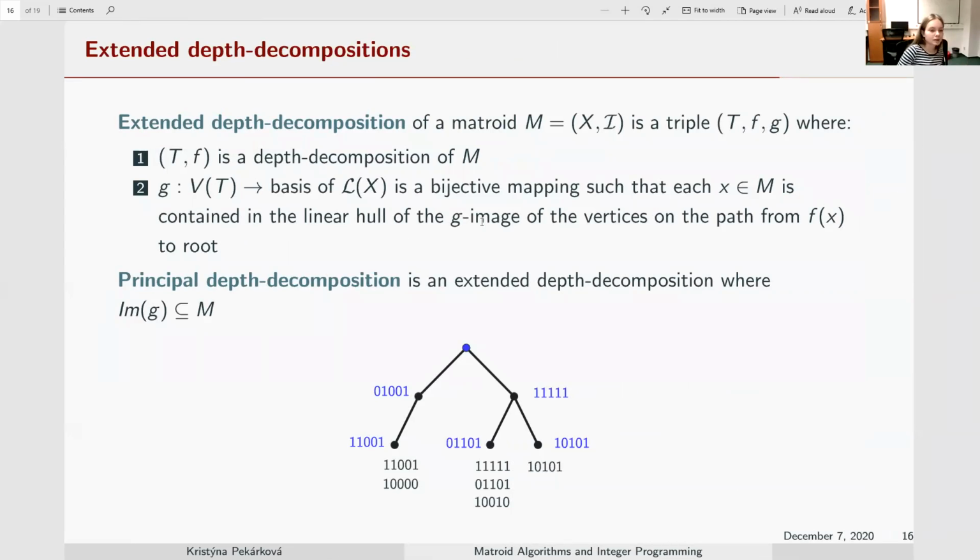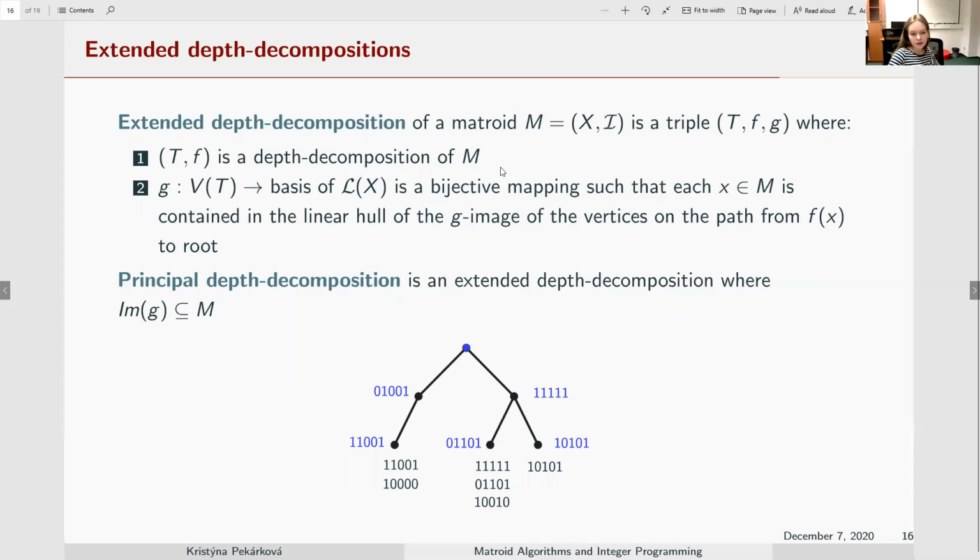So to describe the algorithm, I first need to introduce a few tools that we needed to design the algorithm. First, I need something called an extended decomposition of a matroid. Formally, this is a triple T, F, and G, where T and F are a decomposition of a matroid as I introduced it before, so it satisfies all the conditions, and it's enhanced by a mapping G. This mapping G is a mapping between non-root vertices of T, of the tree, and an arbitrary basis of the linear hull of the elements of the matroid.